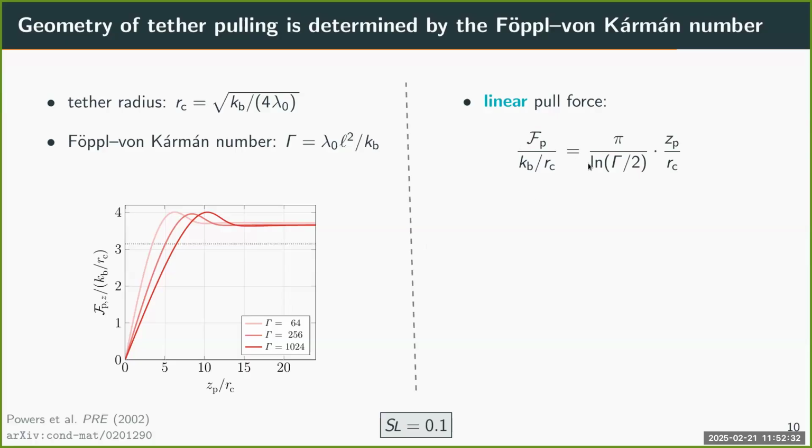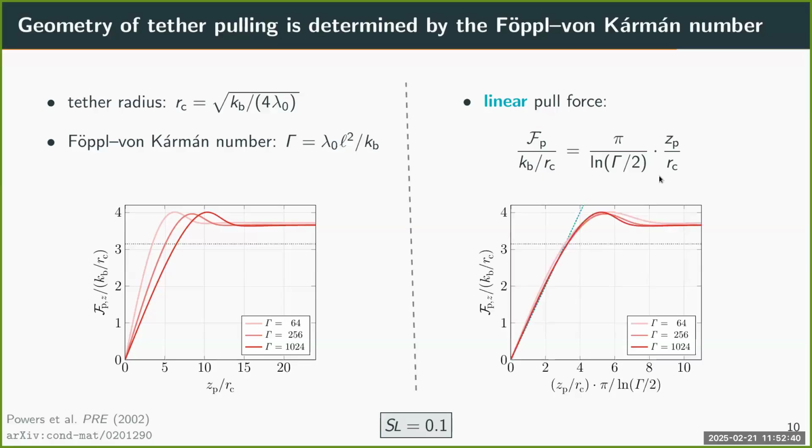And so we essentially see that there's a prefactor relating what the pull force is to just the linear displacement of the tether. So we've thrown away all nonlinearities. And we see that when you do this, you get something that looks like a collapse of the data, where especially at early times, all the lines are on top of one another. And so we sort of have captured the geometric effects of tether pulling.